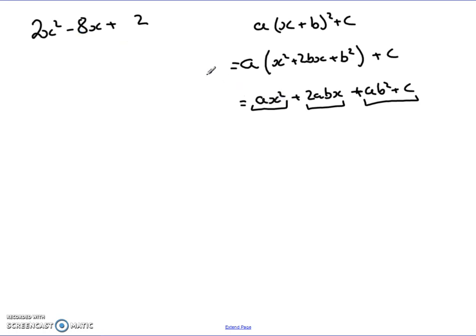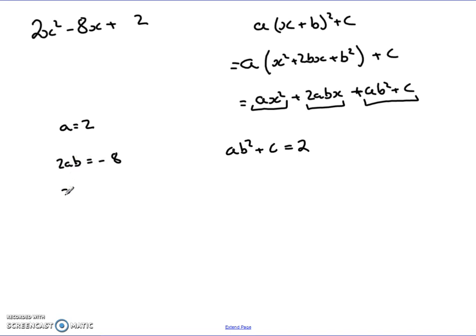So I could look at the ax squared and say, right, I want that to be 2x squared. I can then say that a equals 2. I want the 2ab to be equal to the coefficient of the x, so I want 2ab equal to negative 8. And I want the ab squared plus c equal to my constant at the end, so I want my ab squared plus c equal to the 2 at the end. And what I can then do is start solving these three equations one at a time for the a, the b, and the c. So I know a is 2, great, I can solve that straight away.